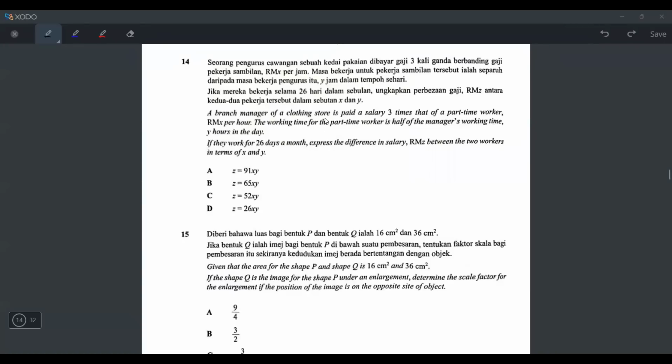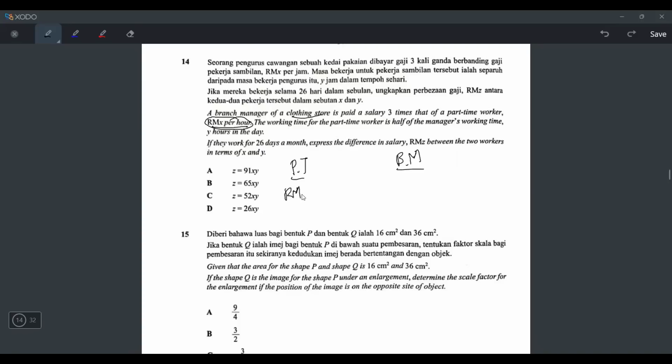13. Okay, number 14. So let's read the question. A branch manager of a clothing store is paid salary 3 times that of a part-time worker, RMX per hour. So let's write it down. Part-time worker, and then we have BM, branch manager. So the part-time worker punya salary is RMX per hour.